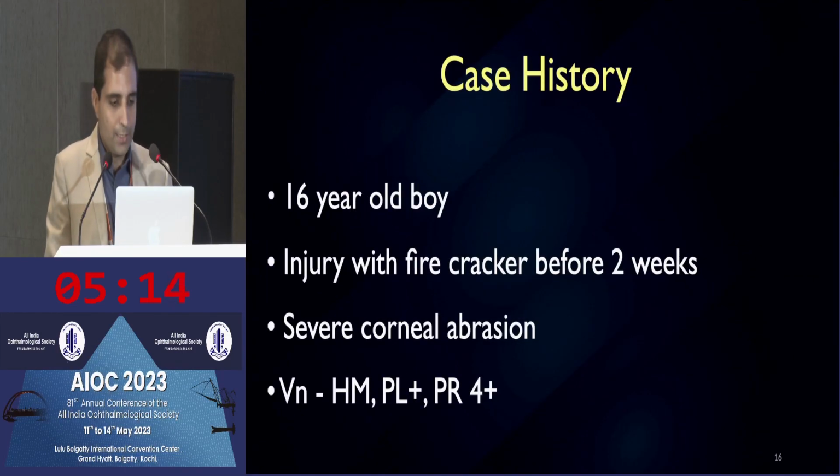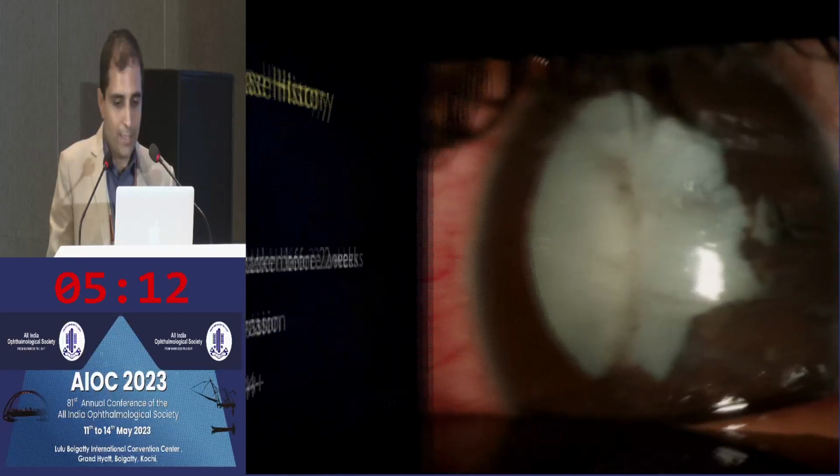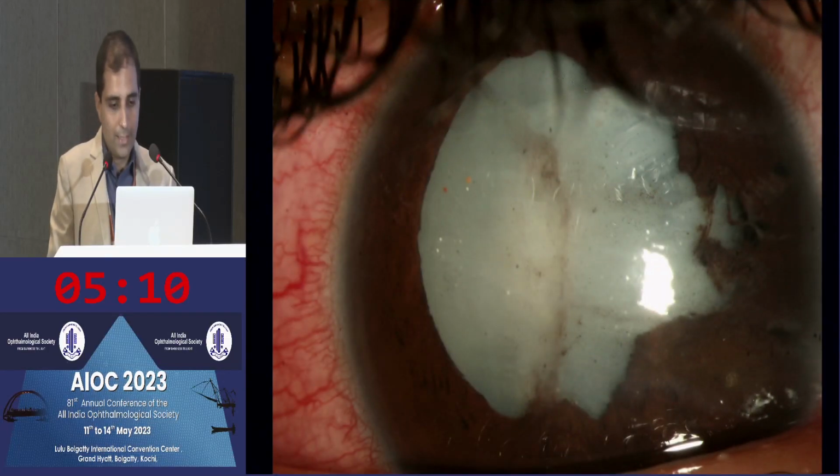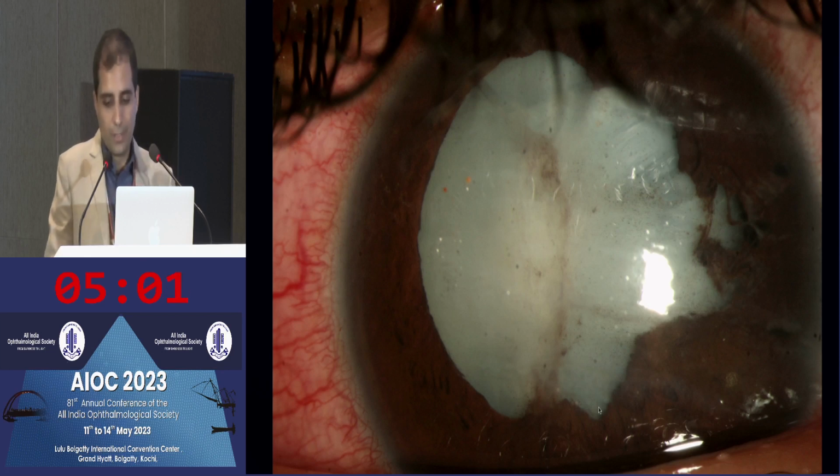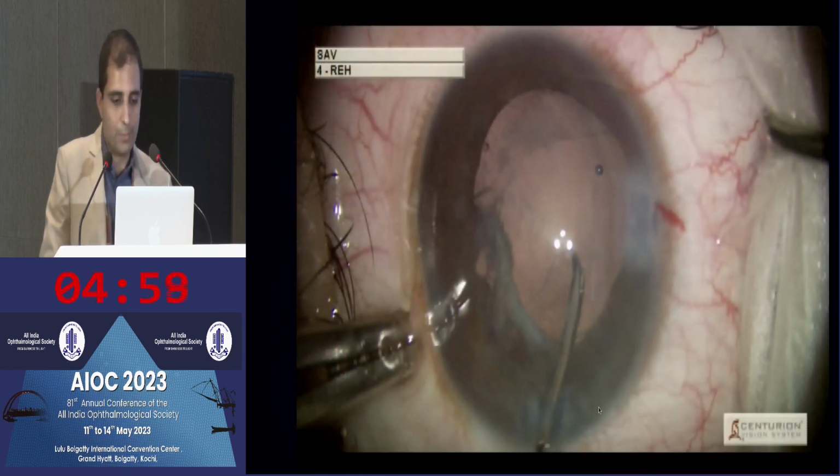Another patient, 16-year-old, injury with a firecracker 2 weeks earlier, and once again you can see there's a synechia and a split in the anterior capsule with a white cataract along with pupillary distortion. This pupil is now fixed in this position.